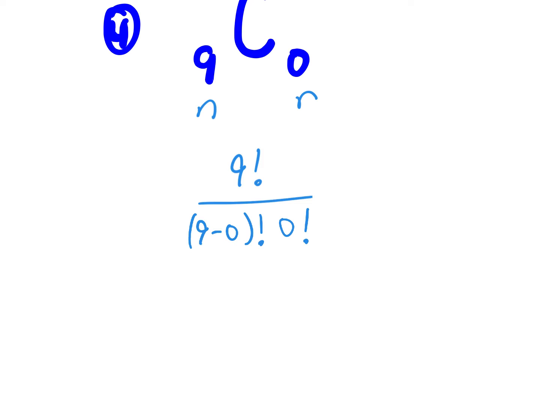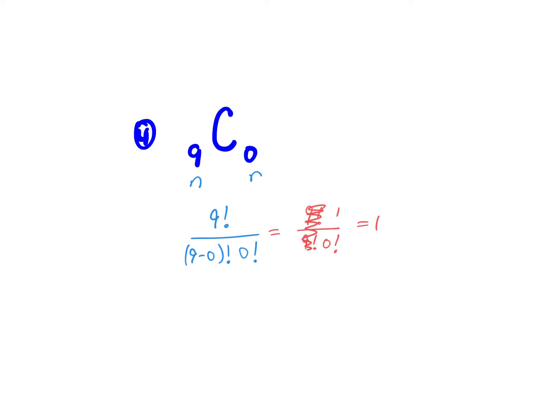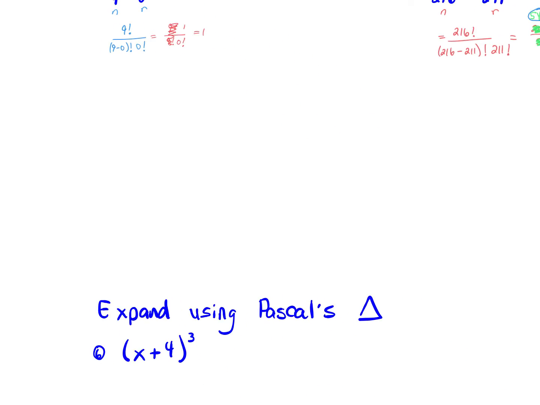If you guys don't see that right away, no big deal. Simplify it. 9 factorial over 9 minus 0 is 9 factorial. And then I have 0 factorial. Guys, what happens with 9 factorial on top and 9 on the bottom? It cancels out. I'm left with a 1 on top, not a 0. And then what is 0 factorial? 0 factorial is 1. Okay, so let's move on down here, all right?